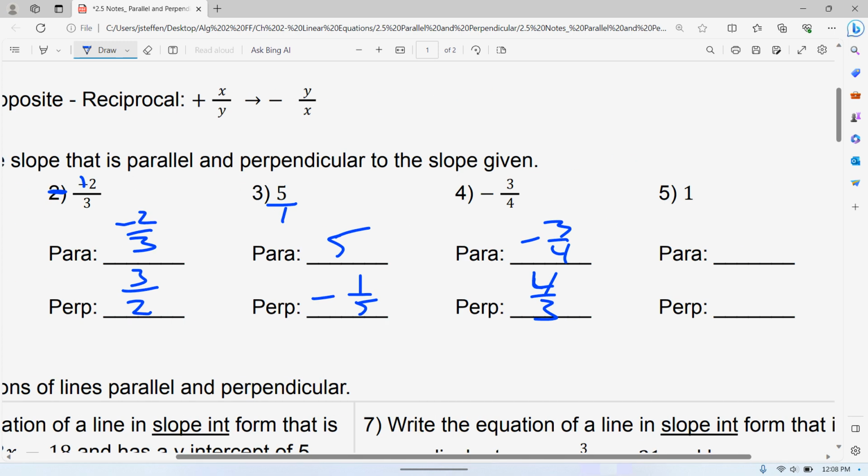Then lastly, number 5 is just 1. Again, this one's a little bit of an interesting one, but it's not any different than what we've done before. If it's 1, we put it as 1 over 1. So the parallel line is just 1. It's the same. And perpendicular is the opposite, so it's negative, and then the reciprocal. Well, 1 over 1, the reciprocal is still 1 over 1, which is just 1. So again, that's a little bit of a strange one, but the reciprocal of 1 over 1 is just 1 over 1, which is negative 1.